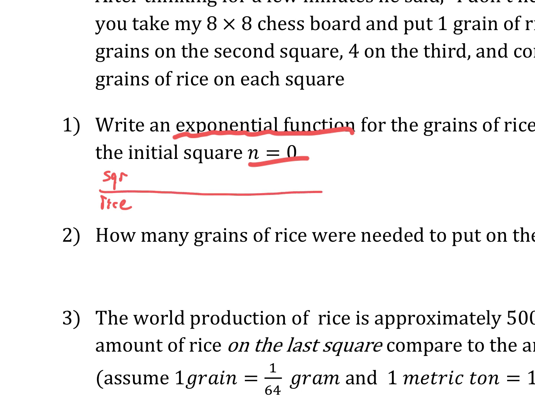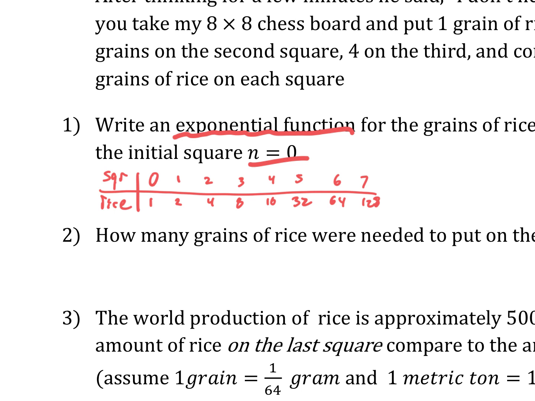All right, so square 0 had 1 grain of rice. Square 1 had 2 grains of rice. Square 2 had 4 grains of rice. The third square got 8 grains of rice. The fourth square 16. The fifth square 32. The sixth 64, and so on and so forth. The seventh 128. Now remember, we started at 0, so that would actually be the edge of the board. So it's really 8 squares, but we'll call it square number 7. You'll see why. Well, what's going on here?